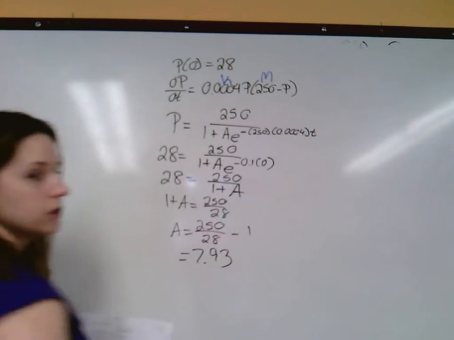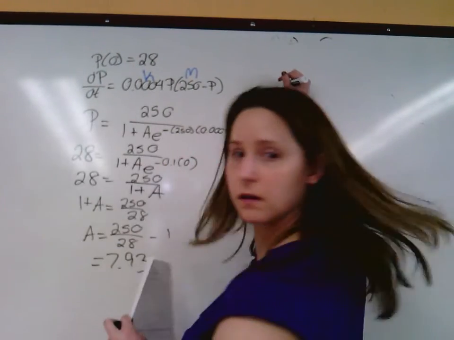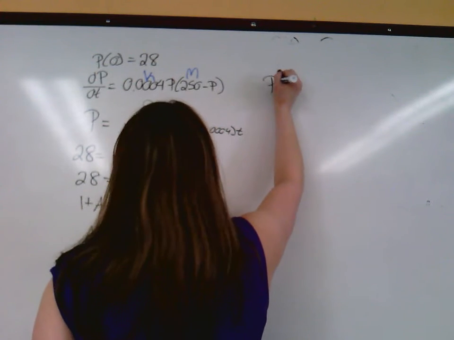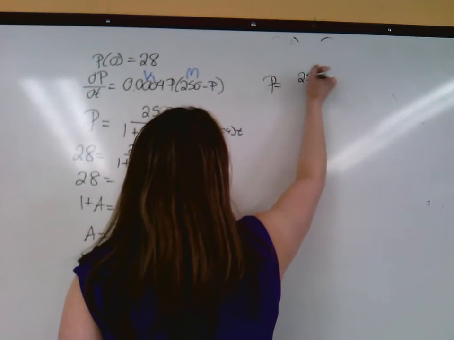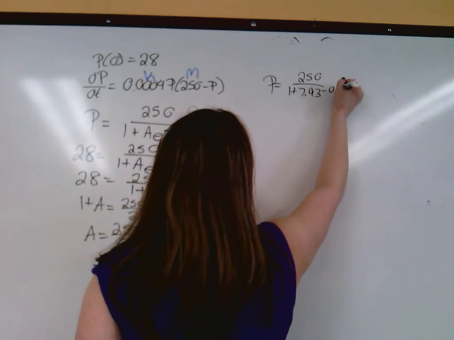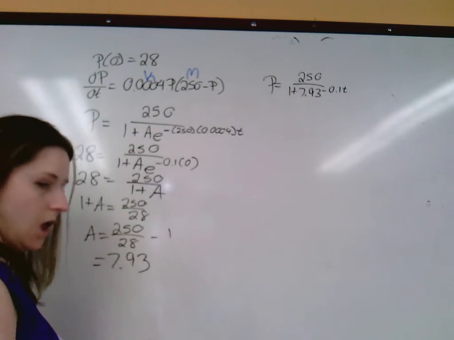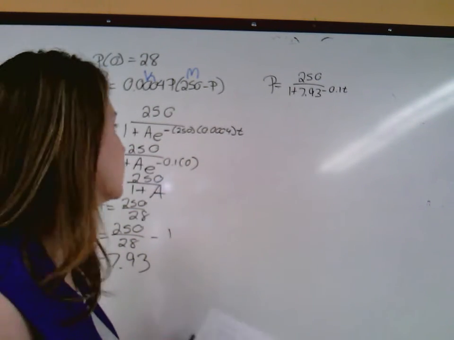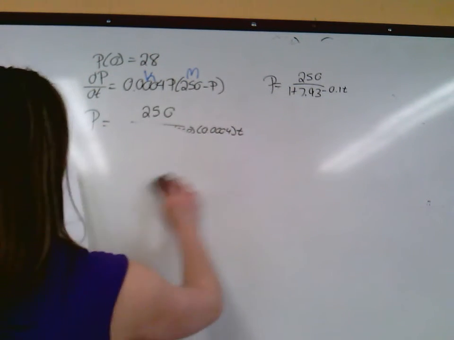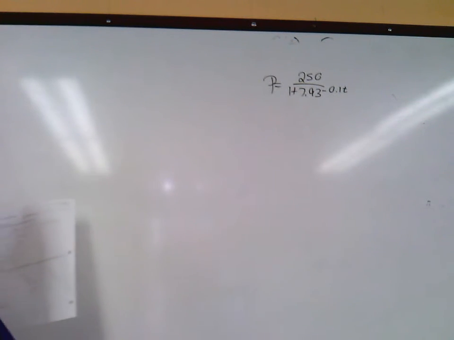So your formula is going to be P equals 250 over 1 plus 7.93 e to the negative 0.1 t. And we're going to use that formula for the next question, where it asks, how long will it take for the gorilla population to reach the carrying capacity of the reserve?